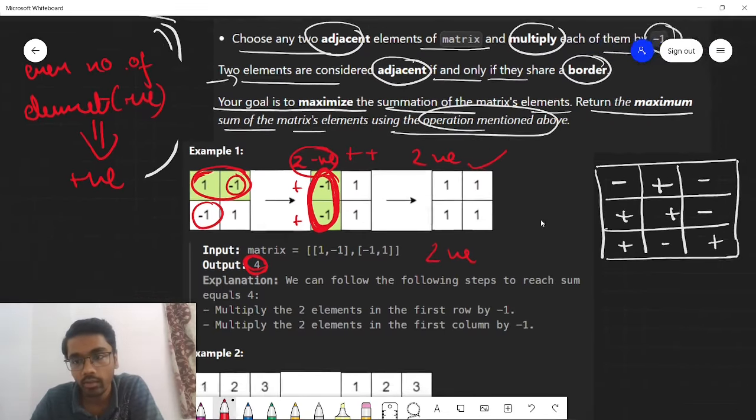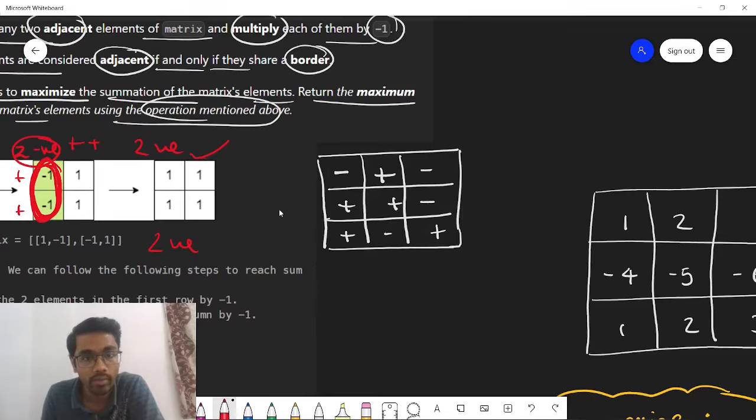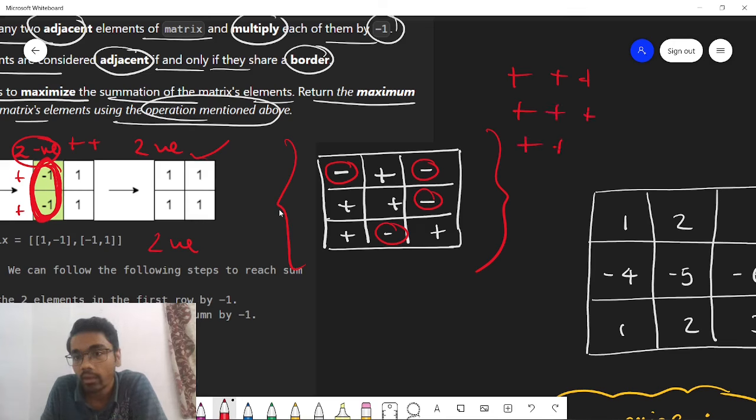So let us see another example, another scenario, to understand in a better way. This is the example that I have taken. I am not giving the values, I have just taken the signs, negative and positive. In this case you can see that we have 4 negatives: 1, 2, 3 and 4. So our final goal should be to make each and every element of this matrix positive, because here we have an even number of negative elements, so we can convert every negative to positive.